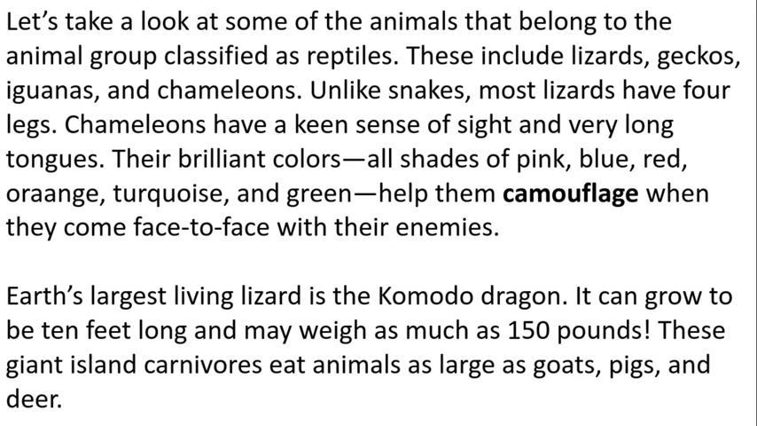Let's take a look at some of the animals that belong to the animal group classified as reptiles. These include lizards, geckos, iguanas, and chameleons. Unlike snakes, most lizards have 4 legs. Chameleons have a keen sense of sight and very long tongues. Their bright colors, all shades of pink, blue, red, orange, turquoise, and green, help them camouflage when they come face to face with their enemies. What does the word camouflage mean? Camouflage means that they blend in with their surroundings.